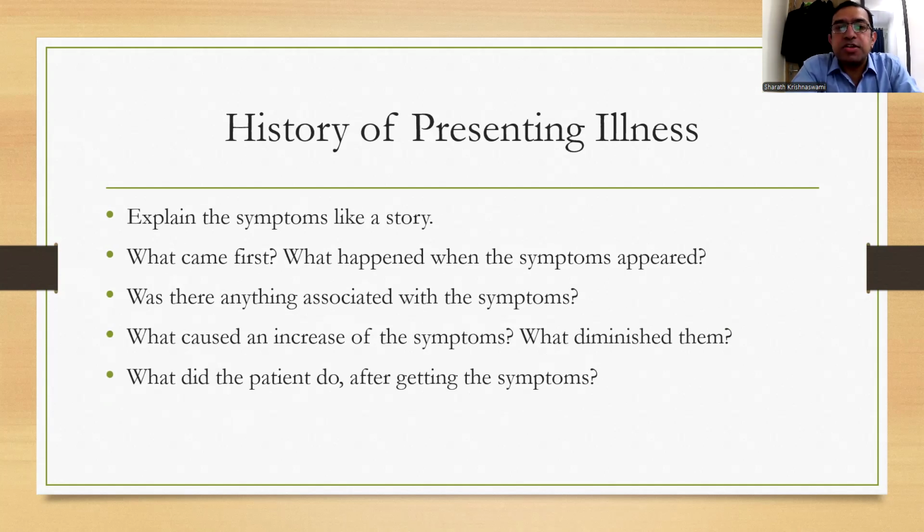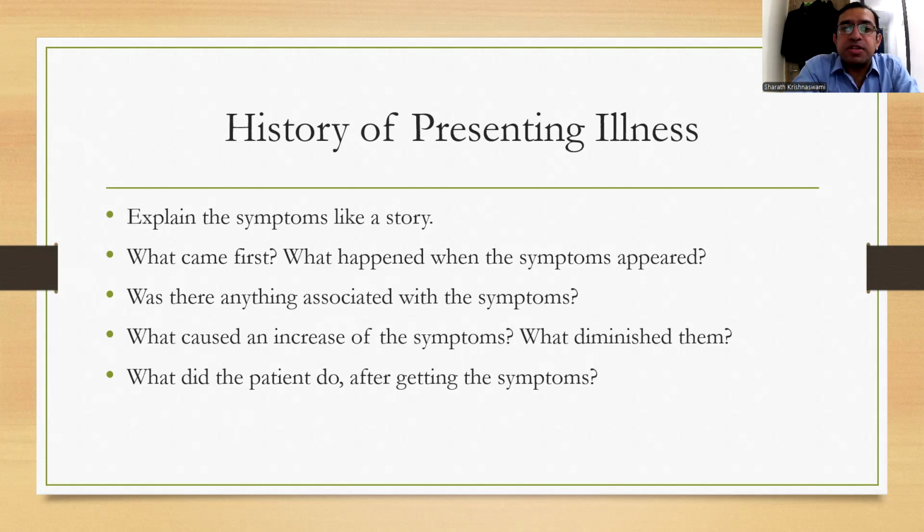The history of the presenting illness is nothing but the story that the patient tells to you. So, depending on the kind of symptoms that the patient has told you, you will have to place it all in the form of a story. So, which symptom came first, and what happened when the symptoms appeared? Was there anything associated with the symptoms, and how long did the symptoms happen?